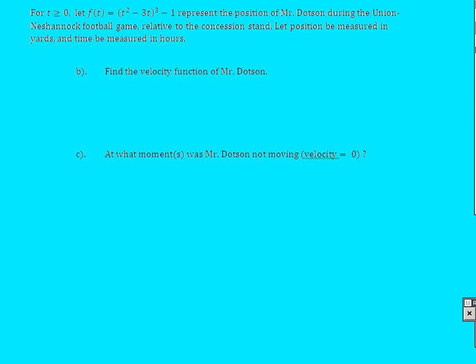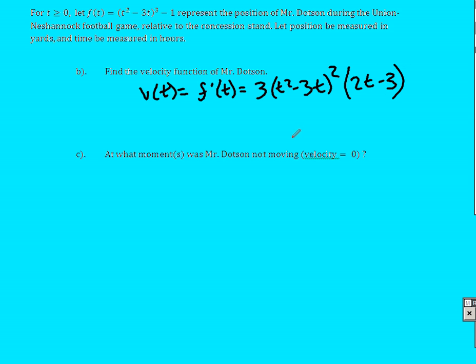In the next problem, number 2, velocity function. The velocity function is just the derivative of the position function. So I need to take the derivative. It is chain rule: 3 times (t squared minus 3t) to the second, times the derivative of the inside, which is going to be 2t minus 3. If you need it like that, great. If you want to bring this 3 in and expand it, it would be (t squared minus 3t) squared times 6t minus 9.